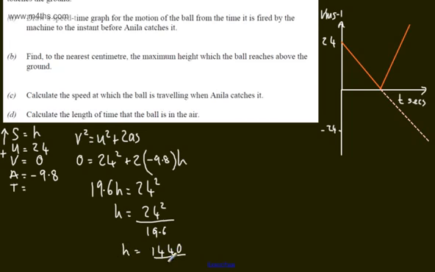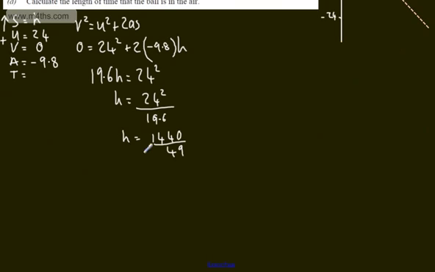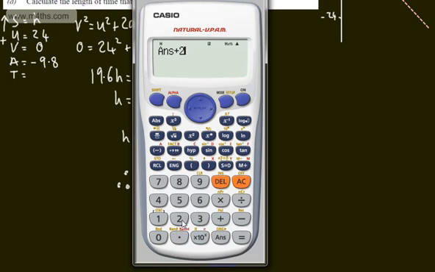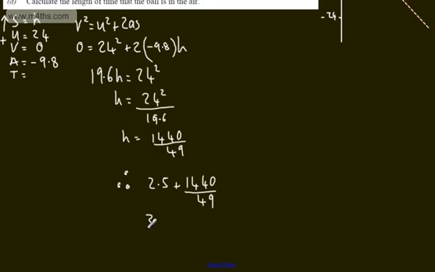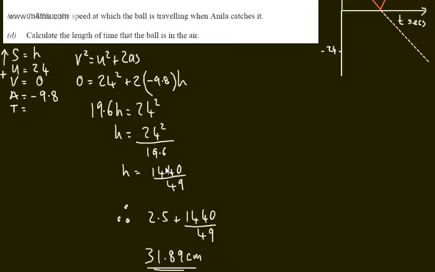1440 over 49. Now we need to add the 2.5. Therefore, the max height above the ground is 2.5 plus this. So we need to give this now to the nearest centimetre. So let's plus 2.5, and that's going to give me 31.88 and so on and so forth. So to the nearest centimetre, 31.89. So 31 metres, 89 centimetres. And that's now to the nearest centimetre. So that's what we've got, like so.